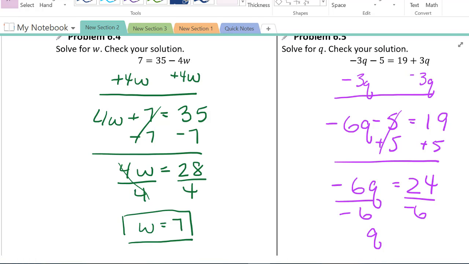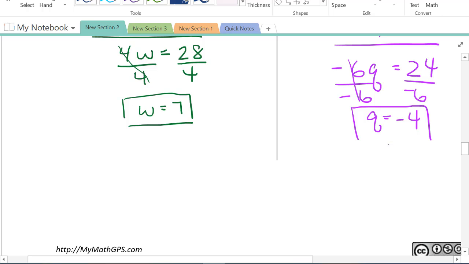So we're going to end up here with q, the negatives canceled out, and then we're left with q equals negative 4. Okay, let's go on to the next one.